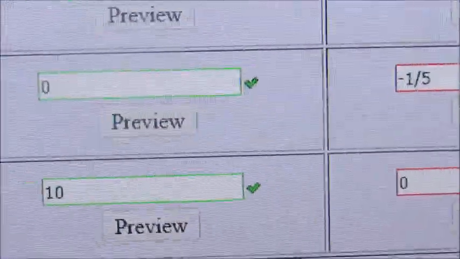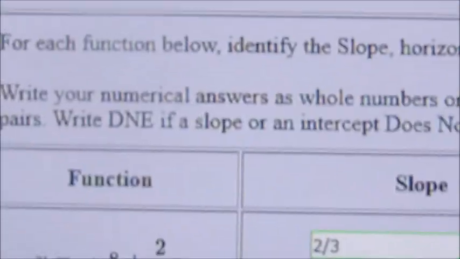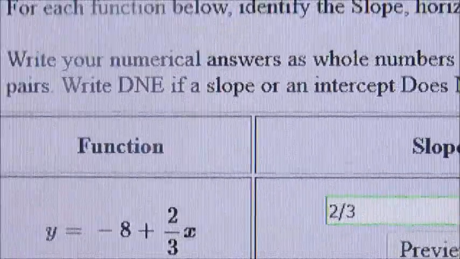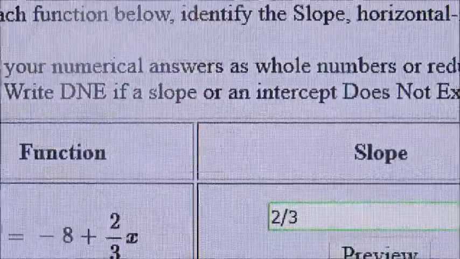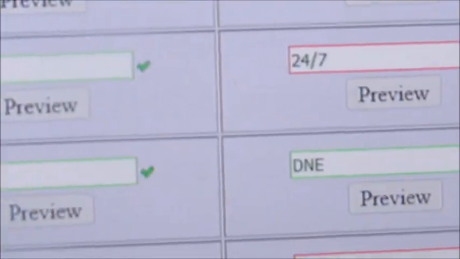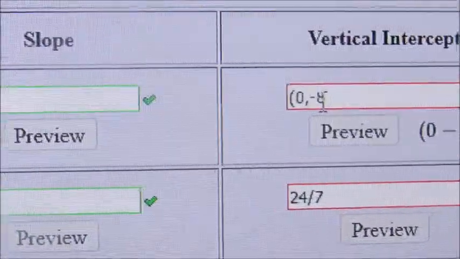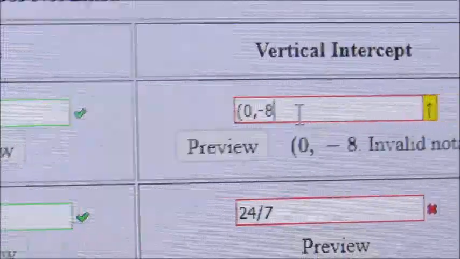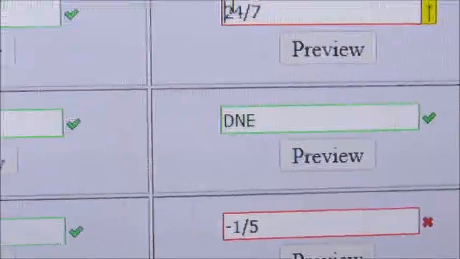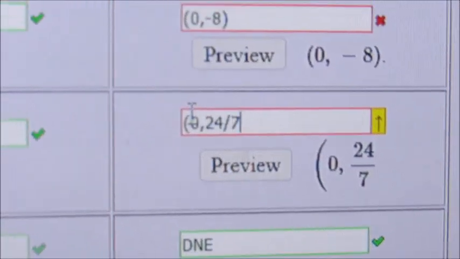Oh, what do I need to do? Okay, so what did I do wrong here? I got most of these intercepts wrong. So read the directions here. Write DNE if a slope does not exist. It says write your intercepts as ordered pairs. So this is a time when you do have to put ordered pairs. So I'm going to change all of these. 0, comma, -8. Change this one to 0, comma, 24 over 7.